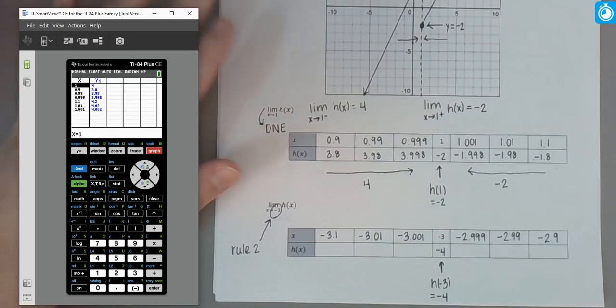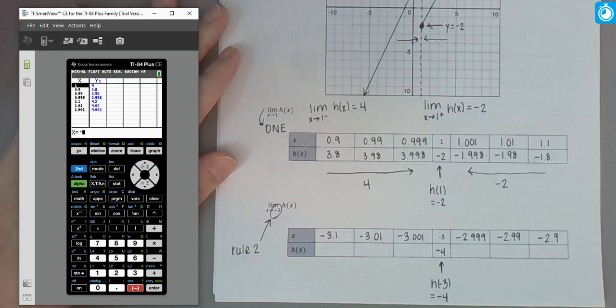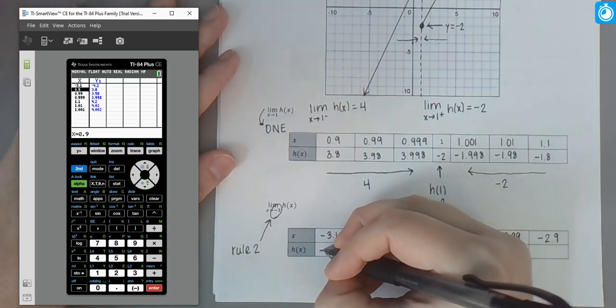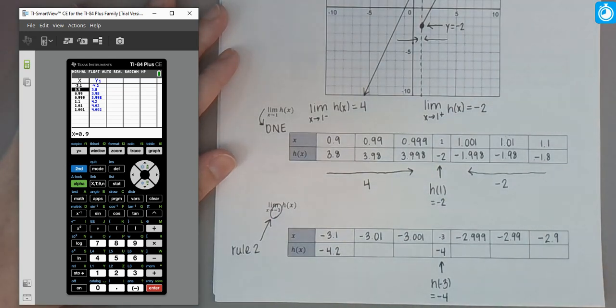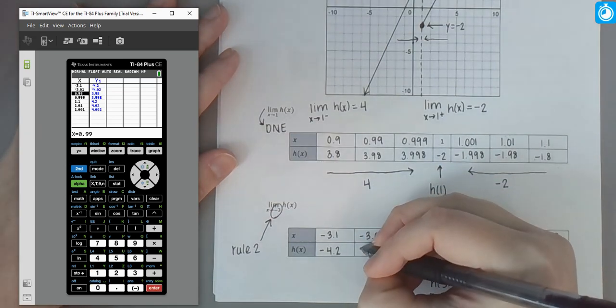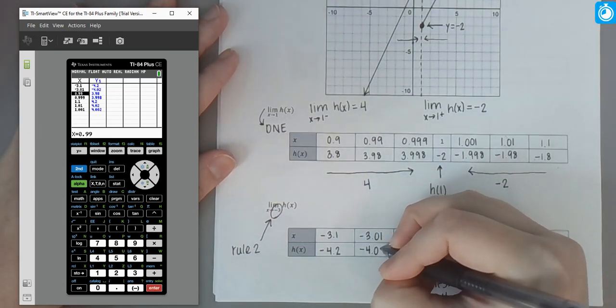Let's start with negative 3.1. We evaluate there, and that's going to give us a value of negative 4.2. Notice it just wrote over what we already had. That's fine, or you can start below the list as well. So at negative 3.1, our associated output is negative 4.2. A little bit closer to negative 3, negative 3.01, we're at negative 4.02.